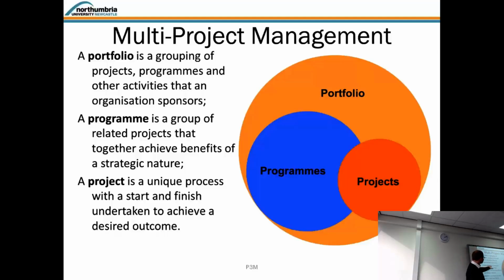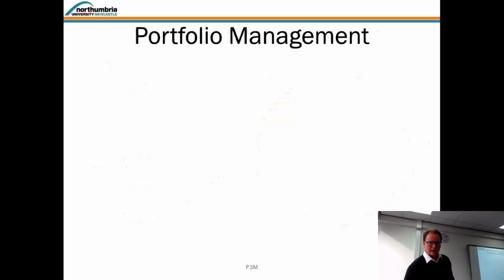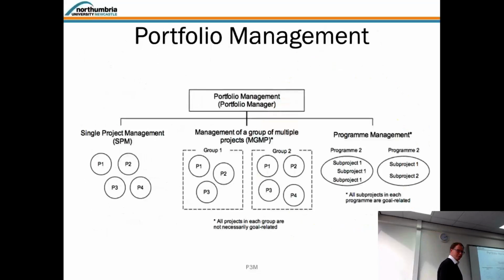Then a program is a group of related projects that together achieve benefits of strategic nature. So programs are kind of the engines where you create benefits and as well kind of the impact on the business itself. And then last but not least, we have again a project. We had that already as a unique process. But note, actually I have a more refined definitions afterwards for my portfolio management.